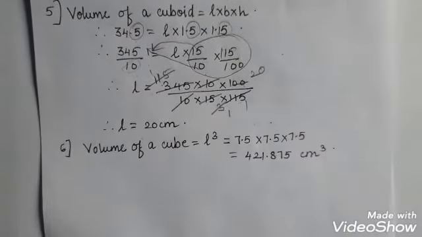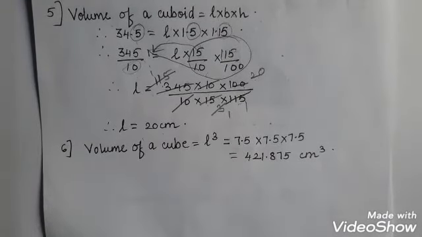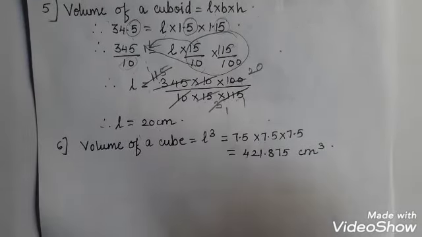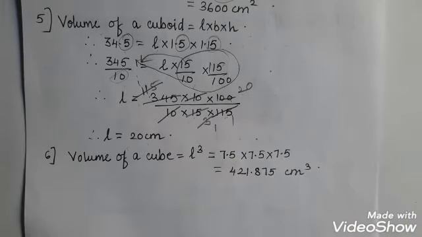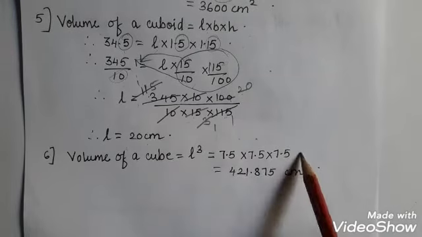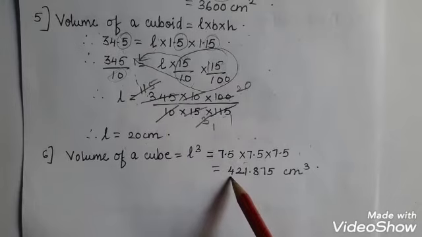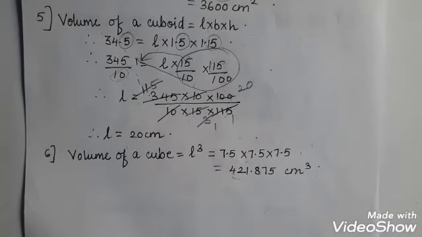The next, sixth sum: what will be the volume of a cube having a length of each side 7.5 centimeter? So I have to find the volume of a cube. The formula for volume of a cube is L cube. L is already given to us, 7.5. So multiply 7.5, 7.5, 7.5. You get the answer as 421.875 centimeter cube.